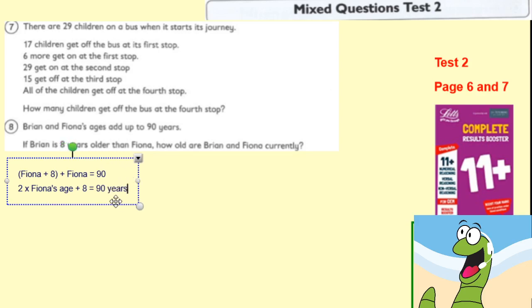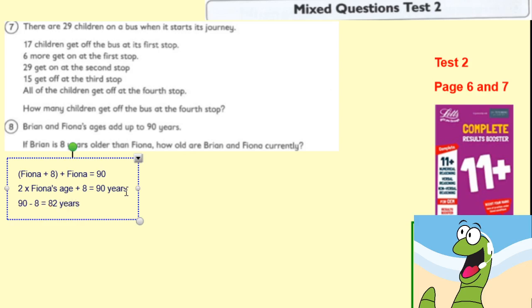So the next thing you need to do is, if we take 8 years out of 90, we take 8 from 90, that will give us half their age. All right, so if we take 90 and we subtract 8, that will give us 82. 82 years.